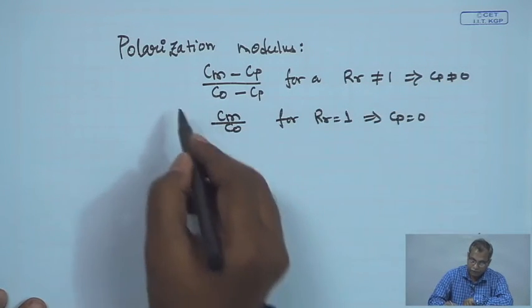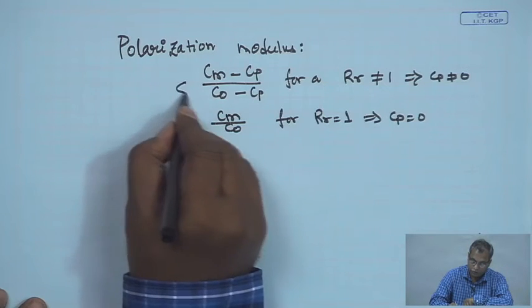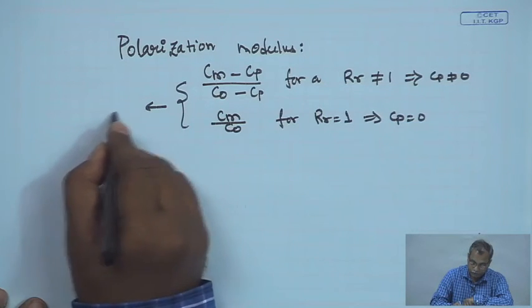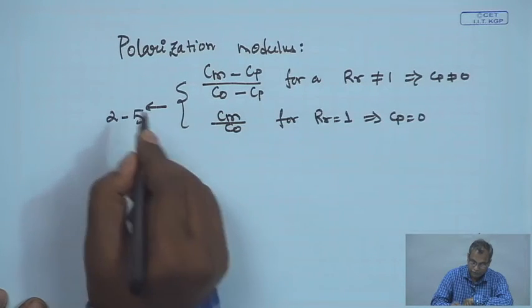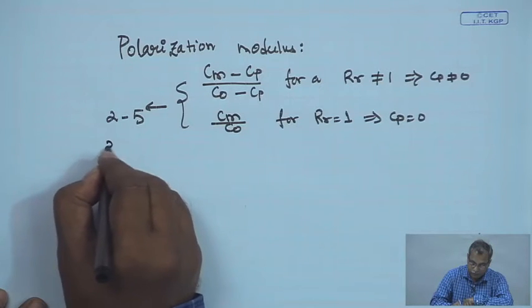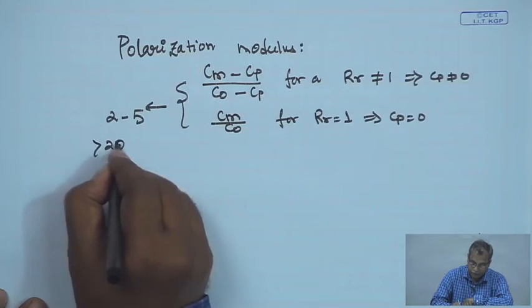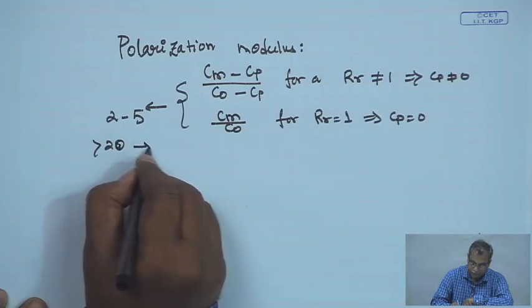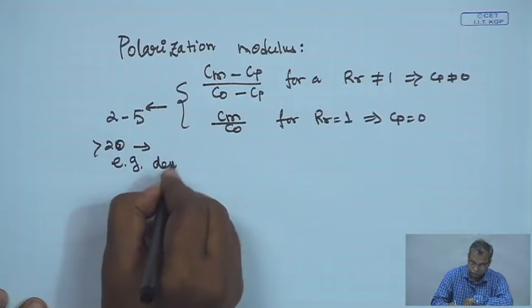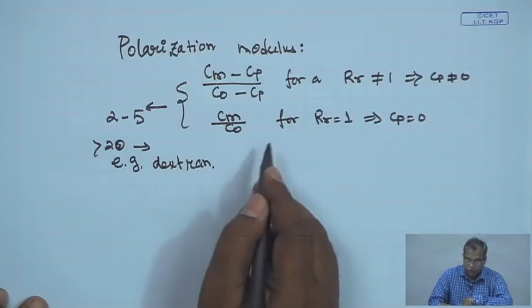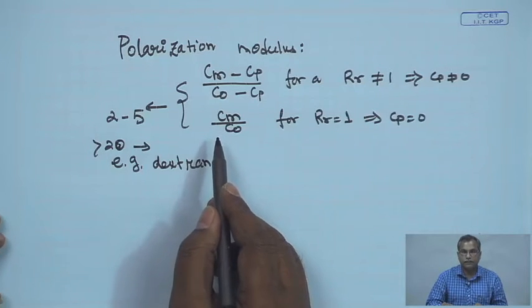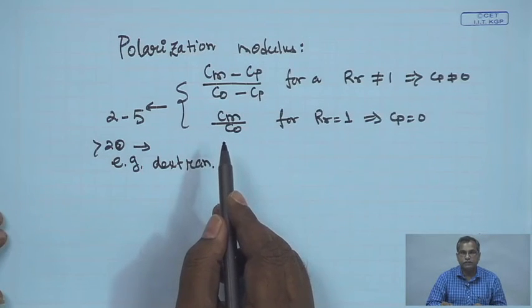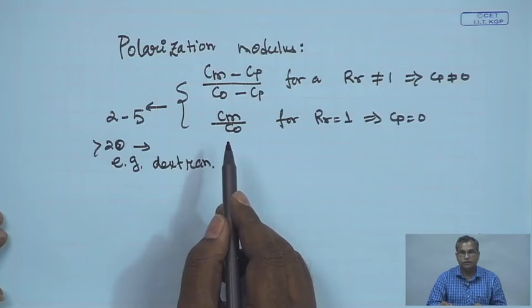Typically the polarization modulus for osmotic pressure controlled filtration will be around 2 to 5 in most cases, and it can be as high as 24, or greater than 20, in the case of solutes like dextran. So, this polarization modulus indicates the extent of concentration polarization occurring within the mass transfer boundary layer, or the extent to which the solute concentration will suffer within the mass transfer boundary layer.